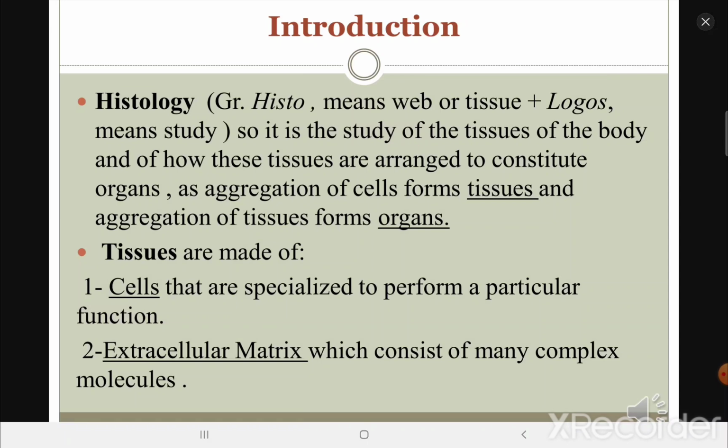And how these tissues are arranged to constitute organs: aggregations of cells form tissues, and aggregations of tissues form organs. Generally, tissues are made of cells and extracellular matrix. Cells can specialize to perform a particular function, and the extracellular matrix consists of many complex molecules, macromolecules found around the cells. Actually, these cells secrete or synthesize the extracellular matrix.